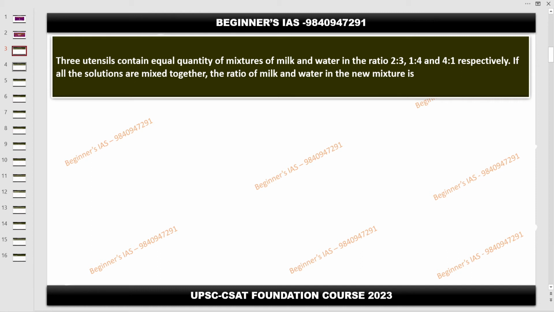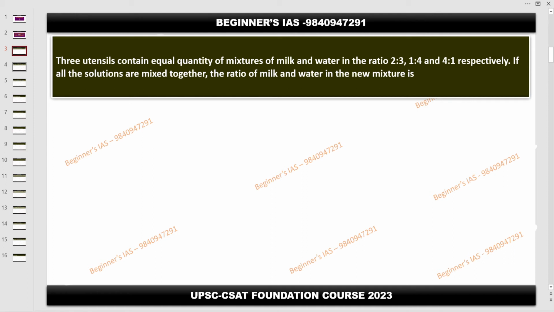7:8. Simple. 7 is to 8. Yes, exactly right. Did you get the logic behind this problem? To solve this kind of problem, you have the logic and also the procedural method.